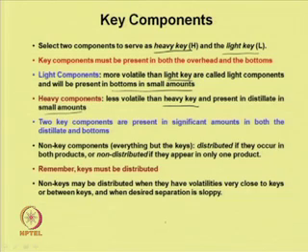Now, non-key components, everything but the keys, may be distributed if they occur in both products, or non-distributed if they appear in only one product. Remember, keys must be distributed, but non-keys may be distributed when they have volatilities very close to the keys or between the keys, or when the desired separation is very sloppy. So, selecting the two key components is very important for distillation calculations for multi-component systems.